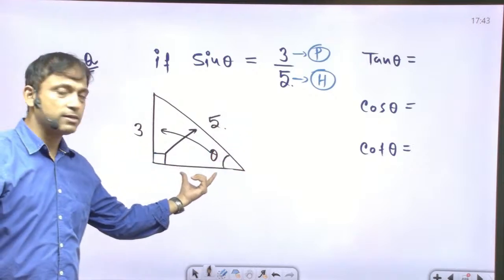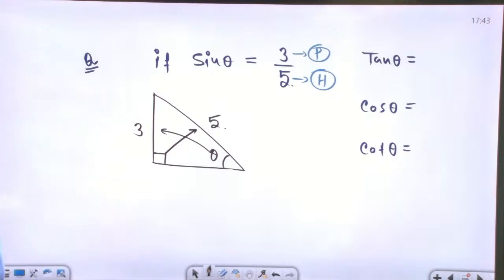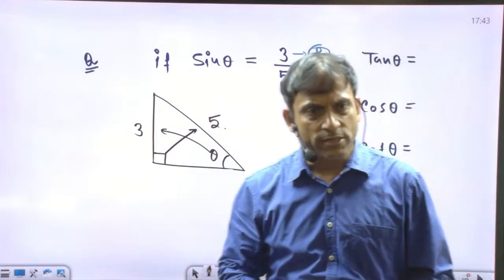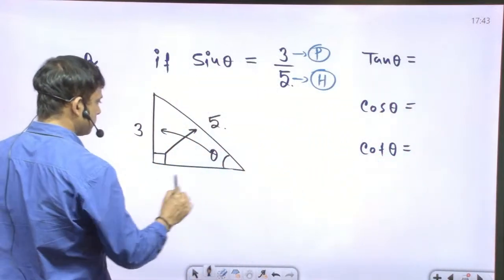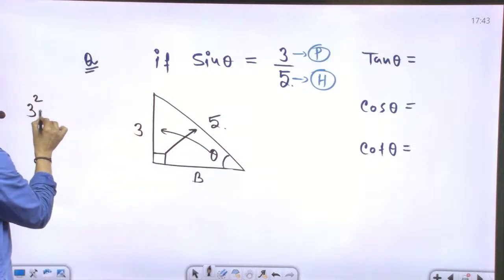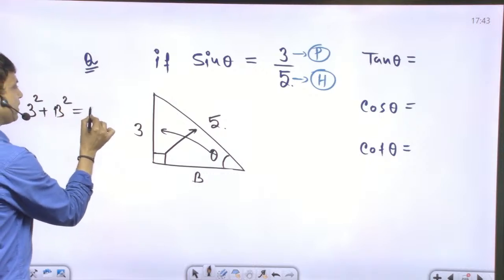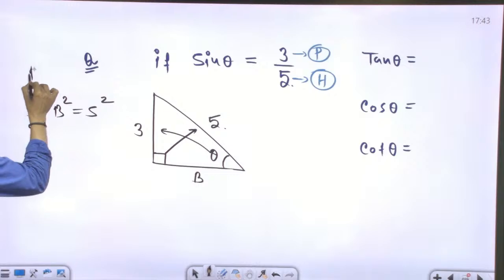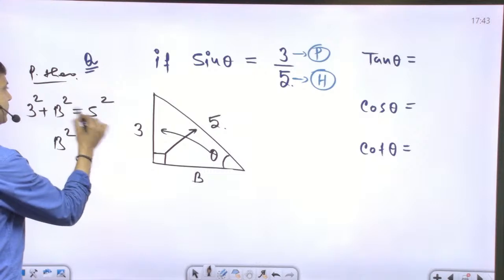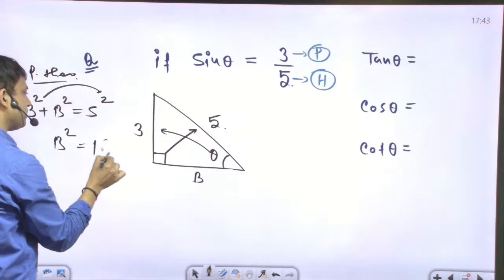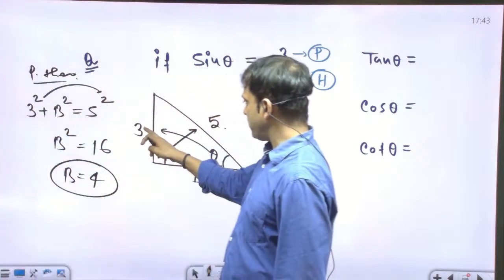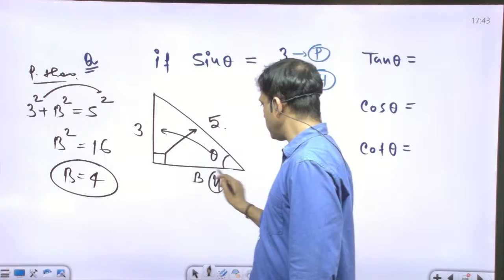Now find the base. How can we find this base number? By applying the Pythagoras theorem. We can write p square plus base square is equal to h square. So b square is 25 minus 9, which is 16. So the base will be 4. The Pythagorean triplet is 3, 4 and 5. So this part will be 4.